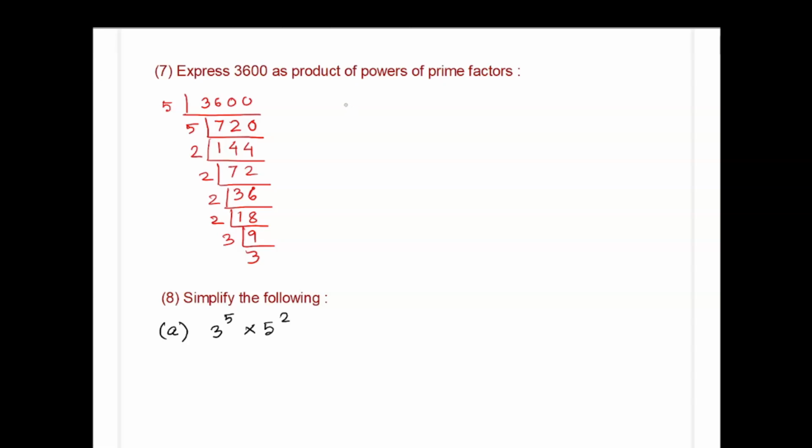So 3600. First we will write 2. How many 2s are here? 1, 2, 3, 4. 4 twos. That means 2 to the power 4. Next, how many 3s are here? 2. So 3 to the power 2. Next, how many 5s are here? 2. So 5 to the power 2. So this is the product of powers of prime factorization.